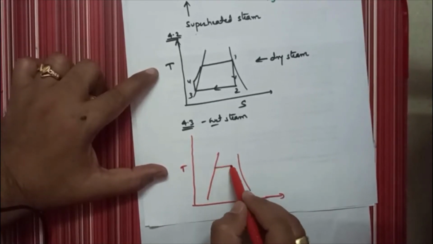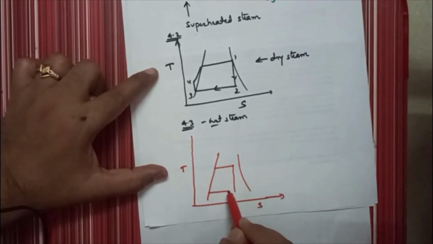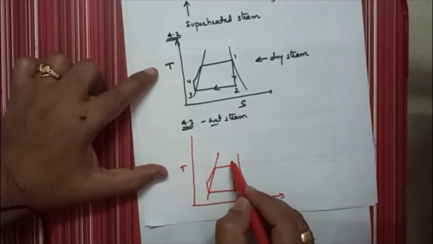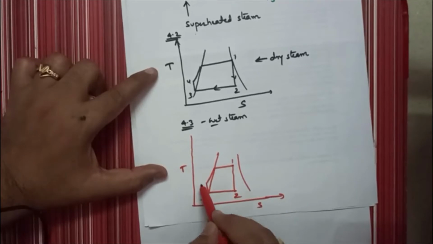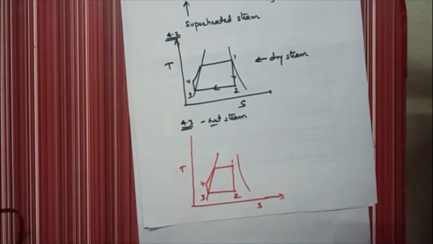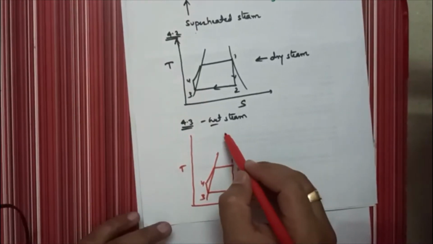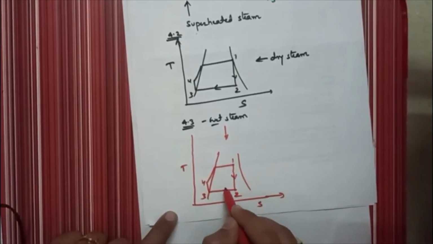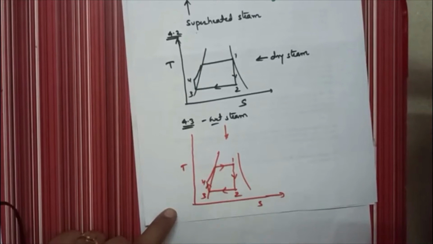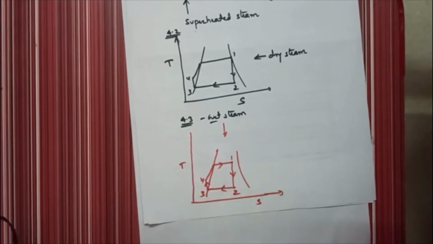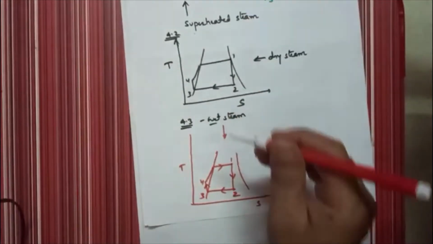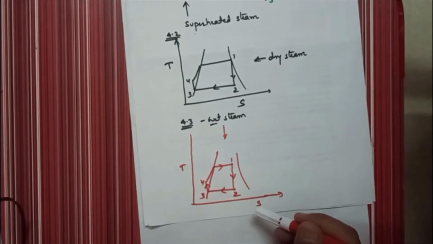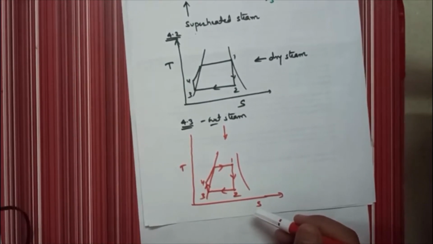Wet steam is nothing but here. We will stop here only. Here, like this. This is 1, this is 2, this is 3, this is 4. This is a TS diagram of wet steam condition. So again the components will remain the same. There is no change in the components. So this is wet steam. So these are the 3 types of steam at inlet to the turbine.